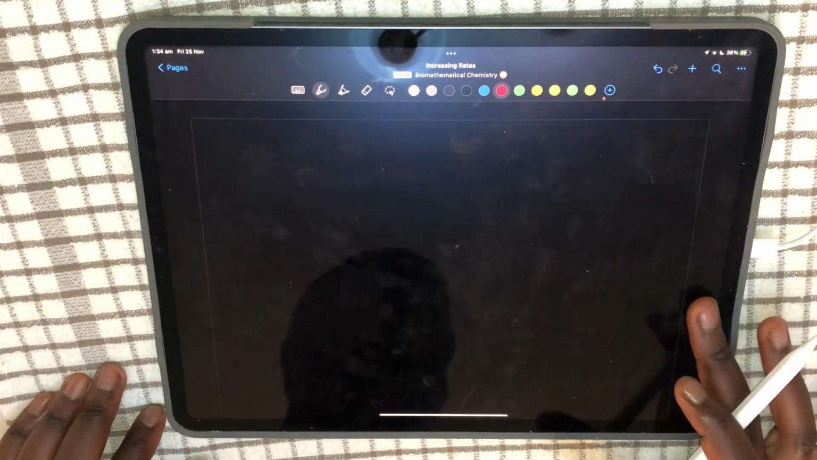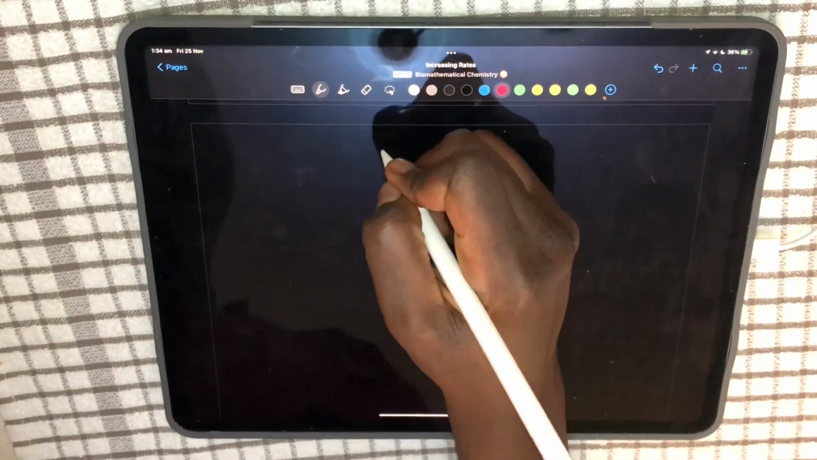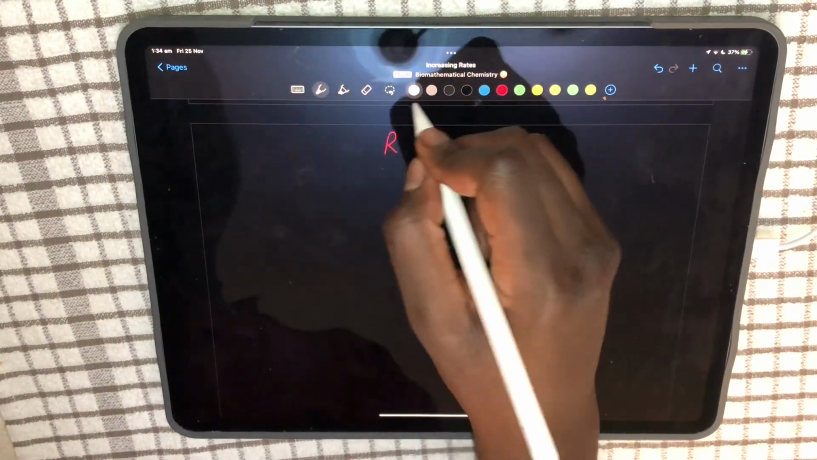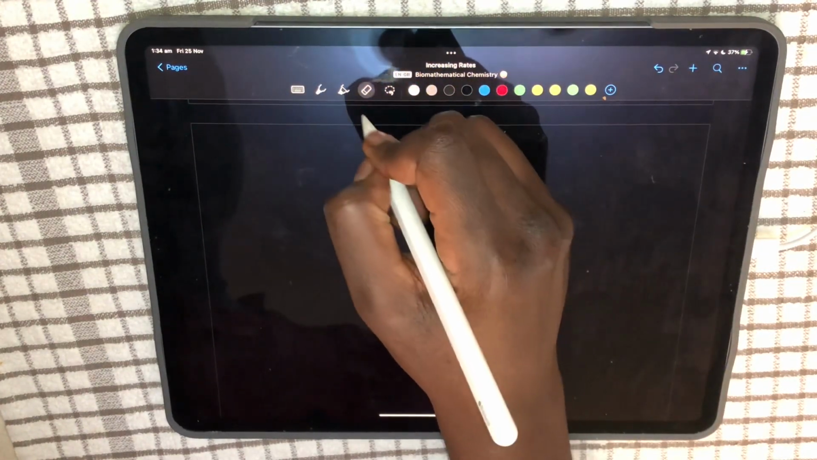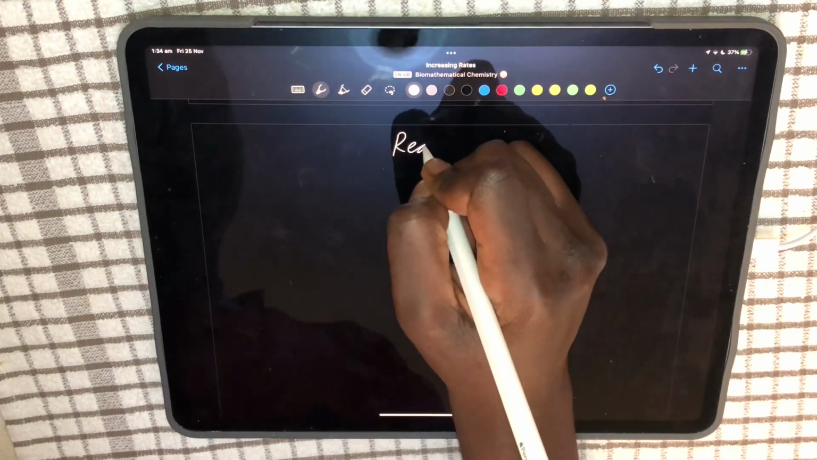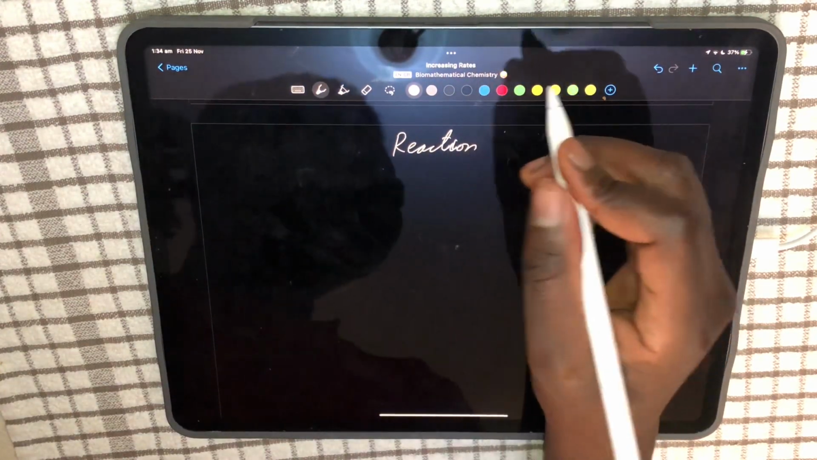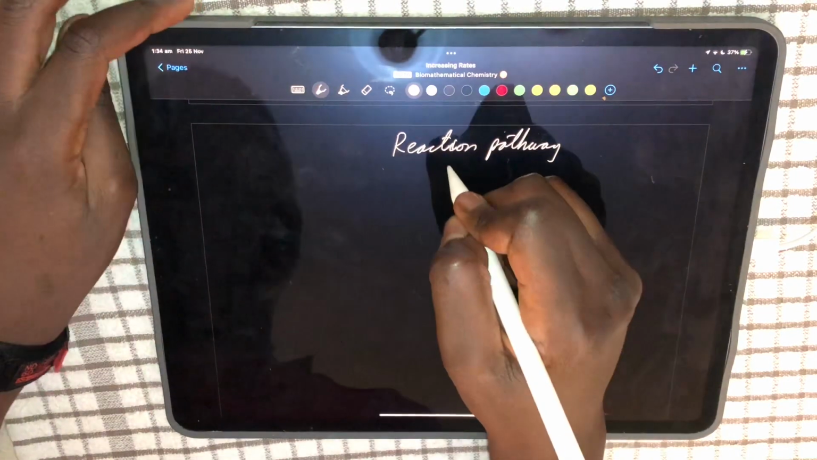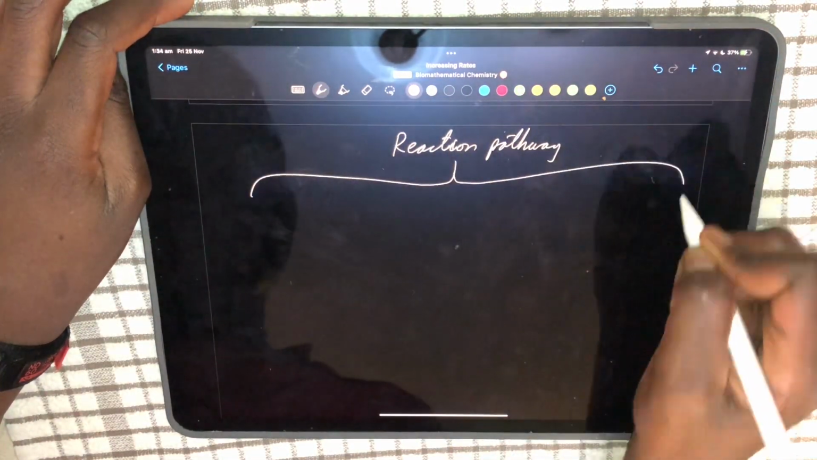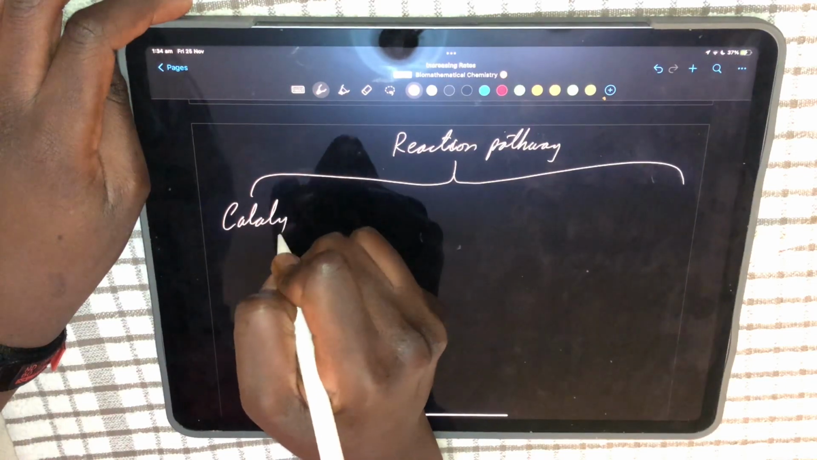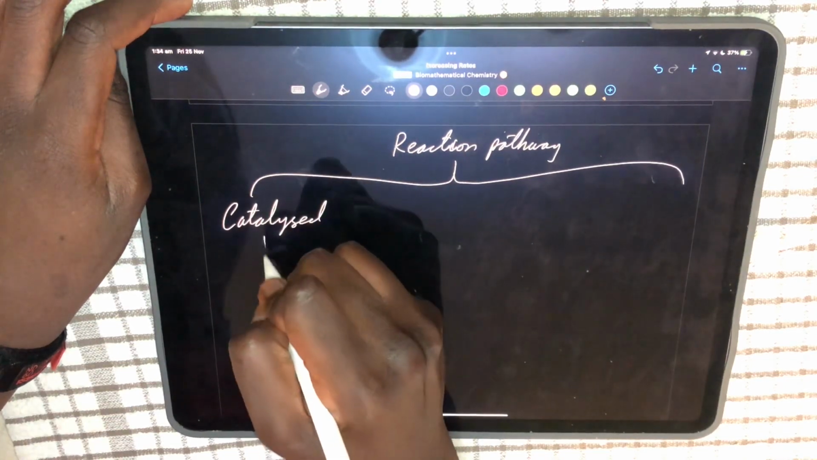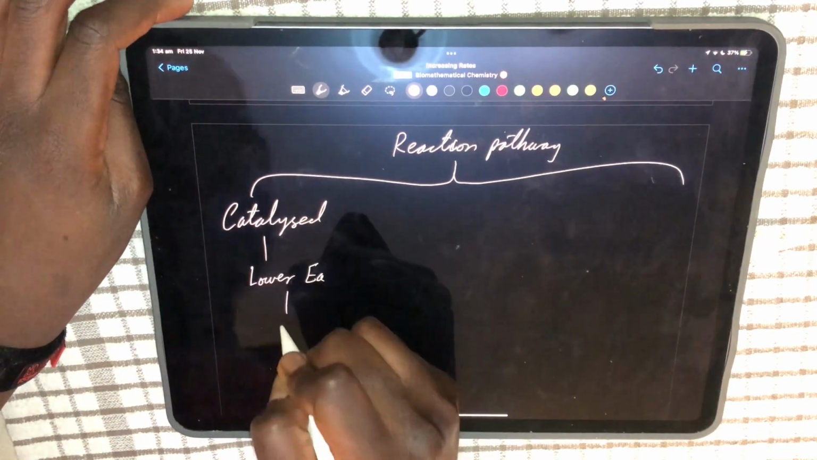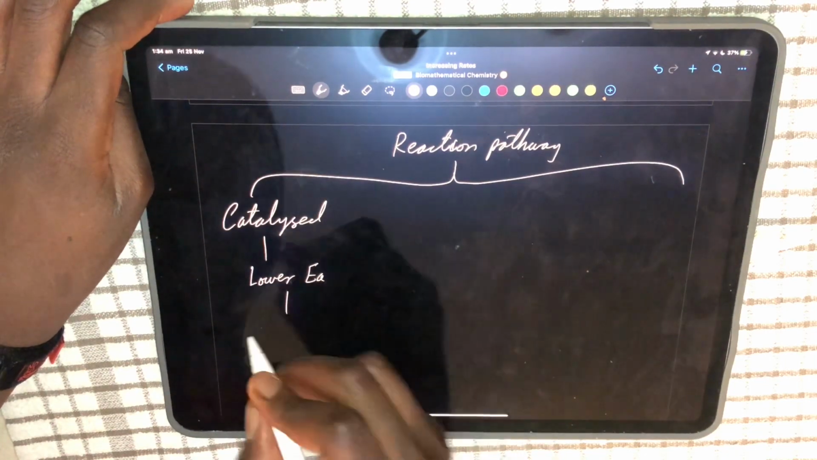So, the final part of this is reviewing or summarizing this video. Reaction pathway: we've got the catalyzed and an uncatalyzed pathway. The catalyzed pathway has a lower activation energy, and that means that more molecules will successfully collide.